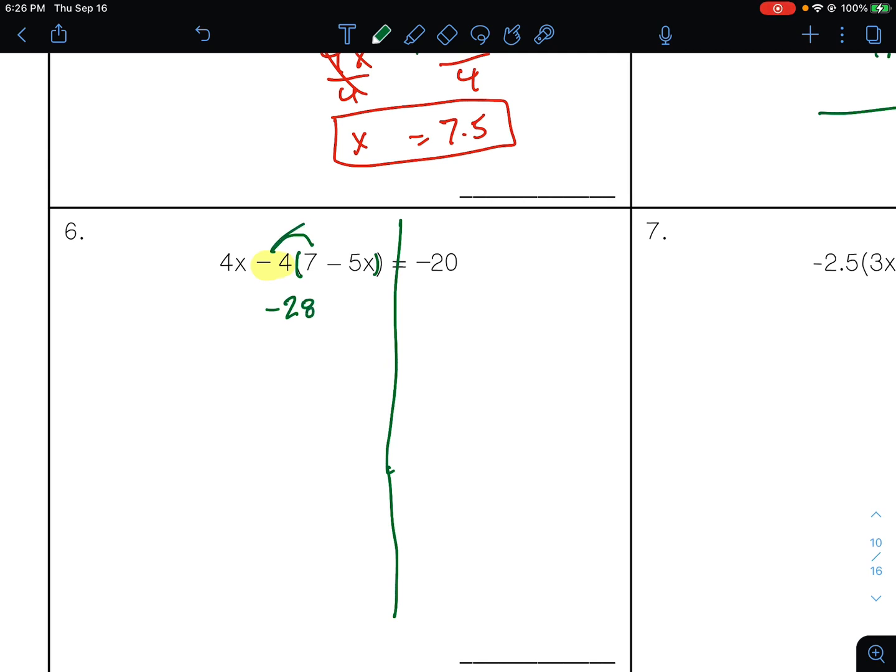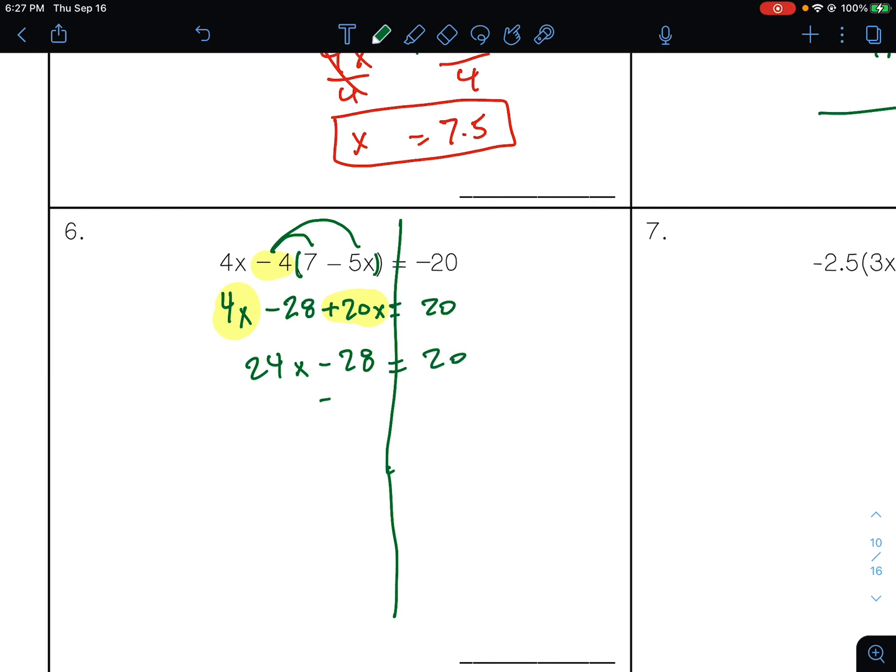And now we have negative 4 times negative 5x. Negative times a negative is a positive. 4 times 5 is 20, and that's going to be 20x. And then I need to bring down the 4x, and bring down the equal, the 20. Combine like terms. My like terms include 4x and plus 20x. They're both positive, so two positives make a bigger positive. That's 24x. The only thing left over is minus 28 equals 20.